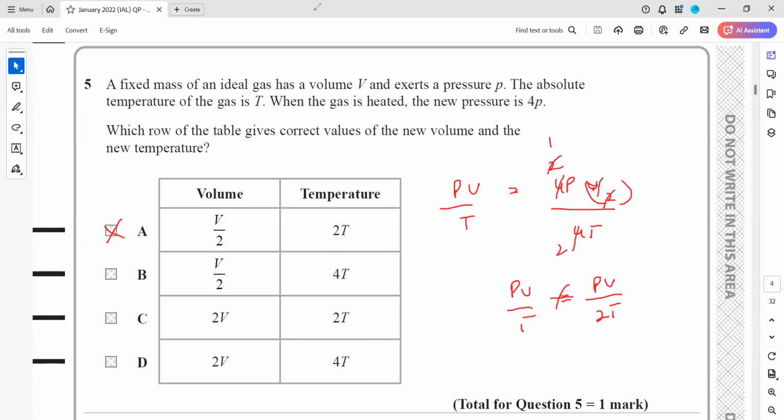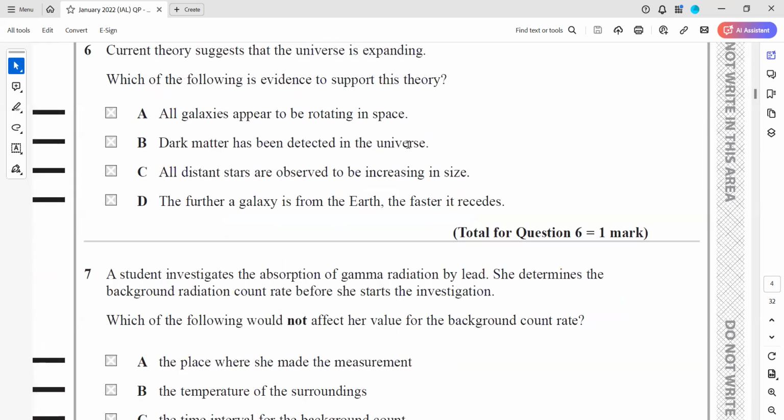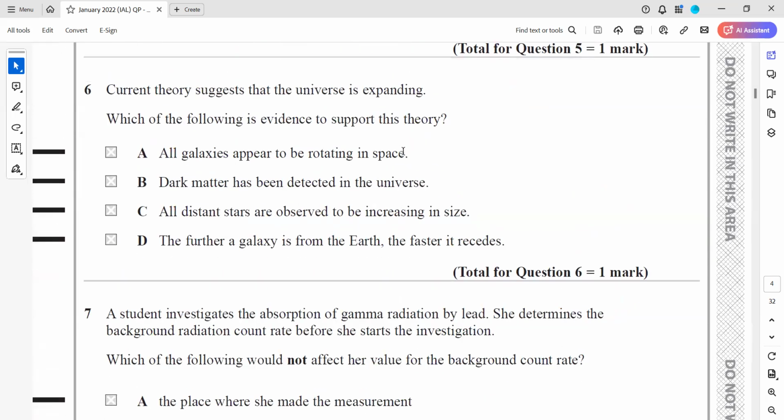So when all three factors are changing, you can use P1 V1 over T1 equals P2 V2 over T2.